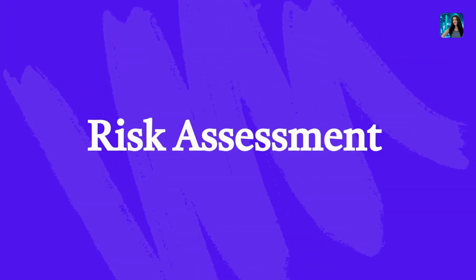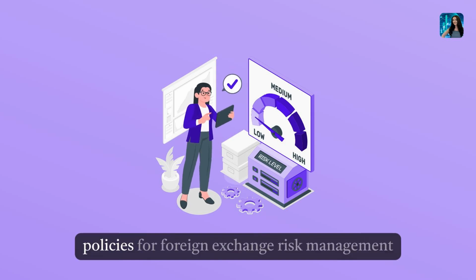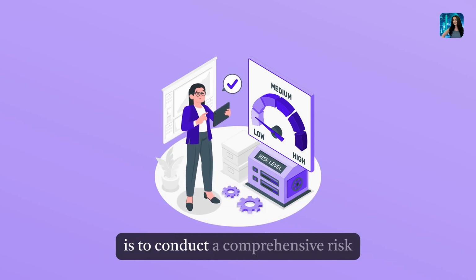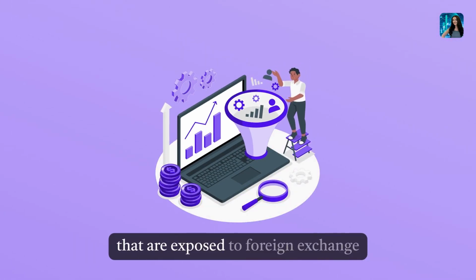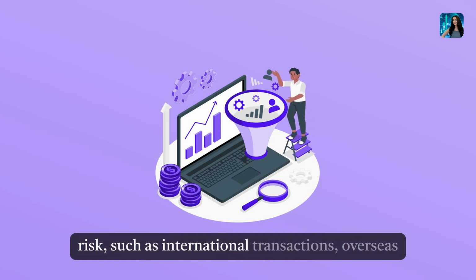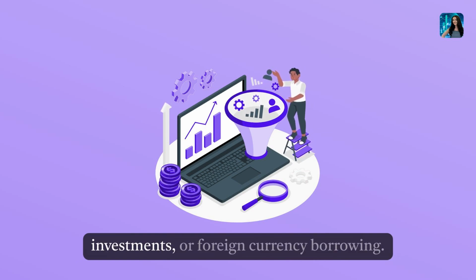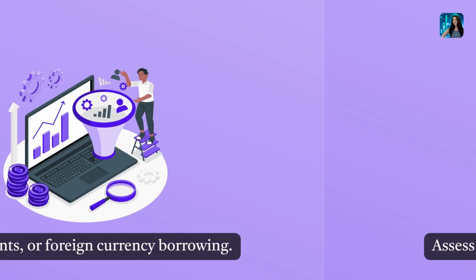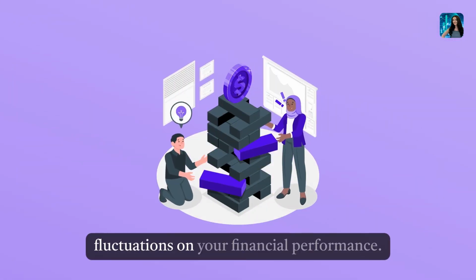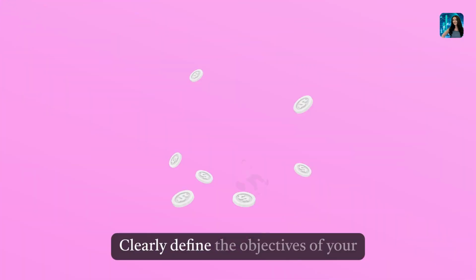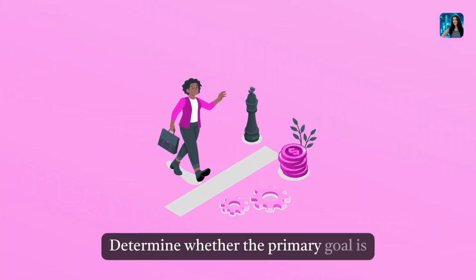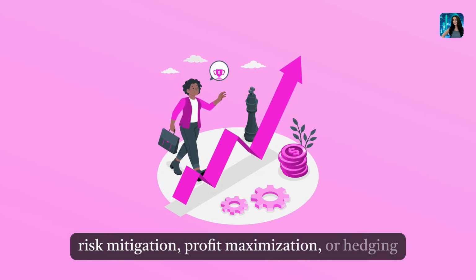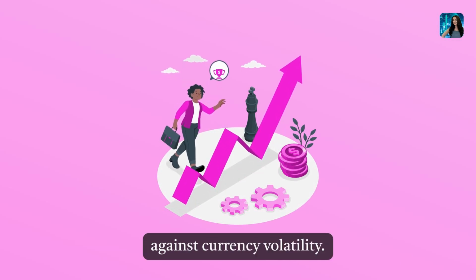Risk assessment. The first step in developing internal policies for foreign exchange risk management is to conduct a comprehensive risk assessment. Identify the areas within your business that are exposed to foreign exchange risk, such as international transactions, overseas investments, or foreign currency borrowing. Assess the potential impact of currency fluctuations on your financial performance. Policy objectives. Clearly define the objectives of your foreign exchange risk management policies. Determine whether the primary goal is risk mitigation, profit maximization, or hedging against currency volatility.